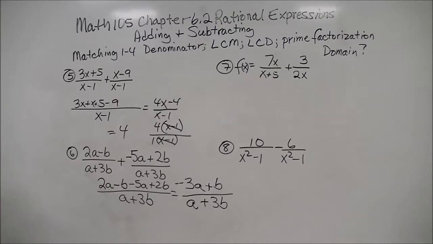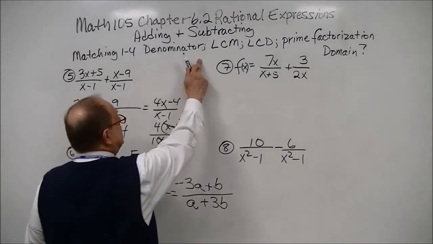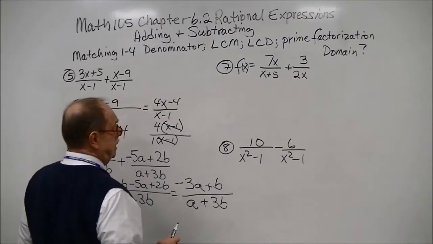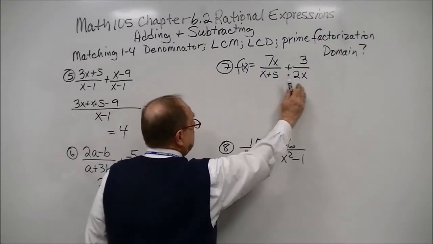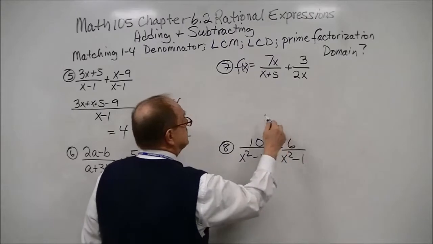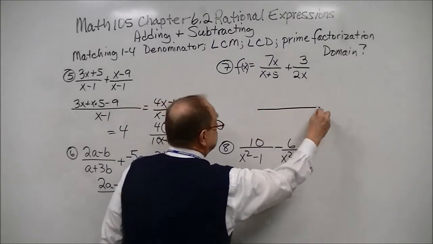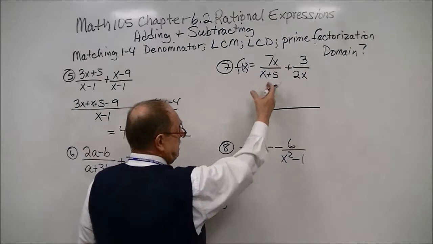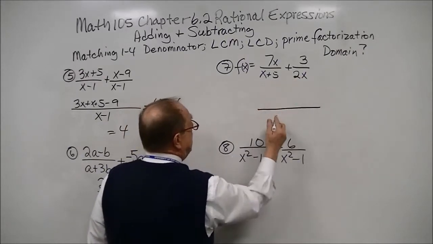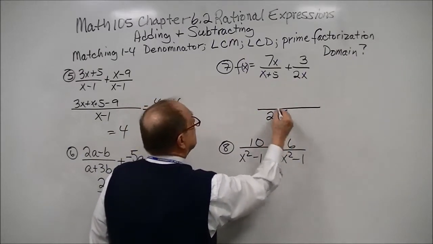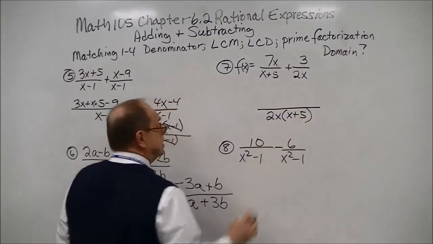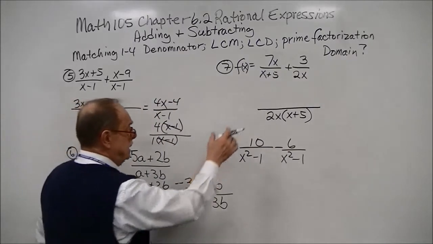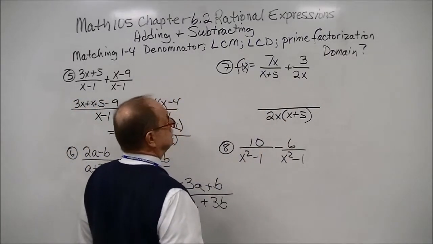Okay, 7, they're continuing, but notice 7 now doesn't have a common denominator. We have to figure out what will be our common denominator for this series of expressions. Well, in a case like this, you could just use what you have here. It's going to be 2x and a x plus 5. This is what your common denominator will be. That is a combination of these.